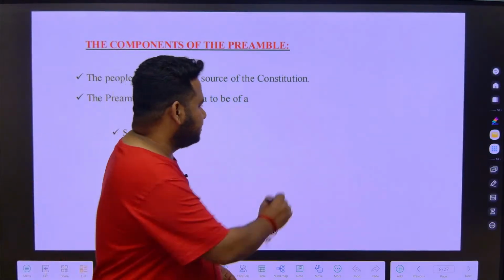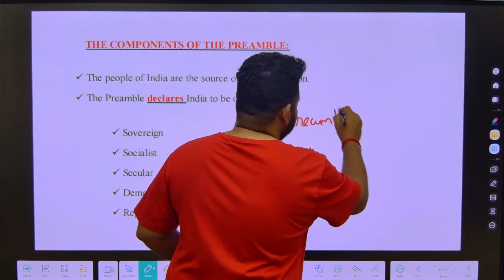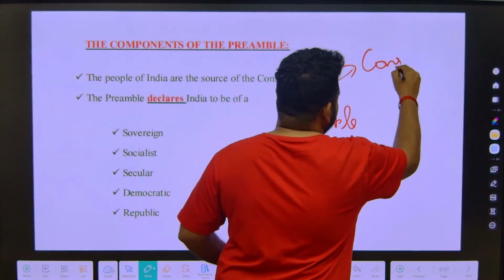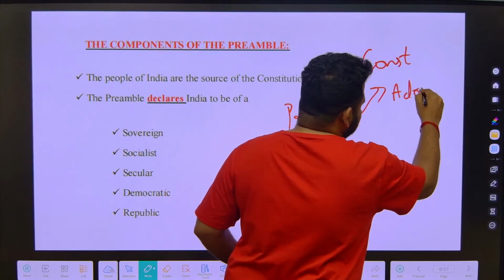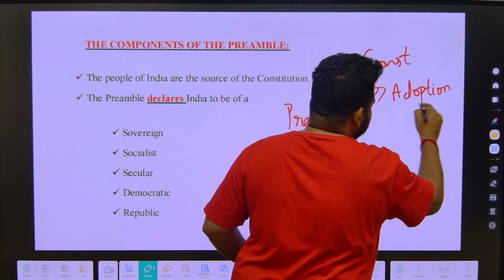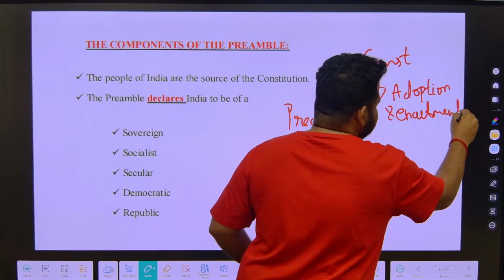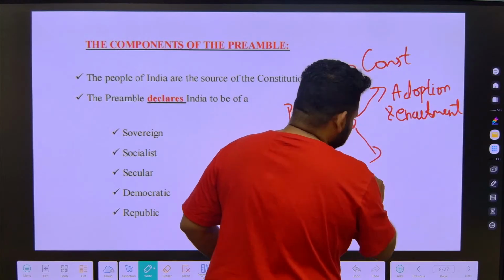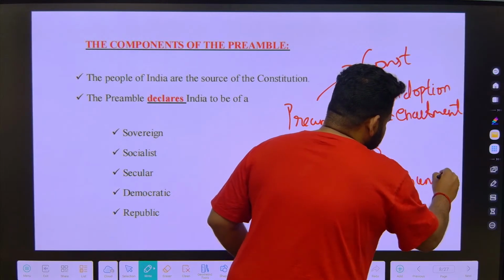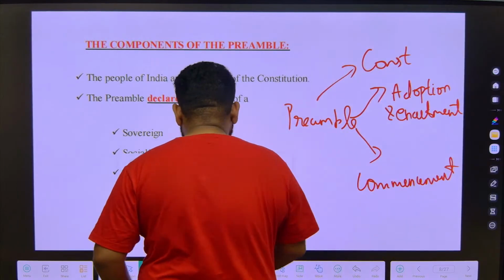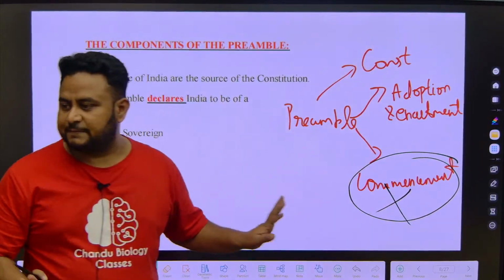So, please understand, the preamble with respect to the constitution is talking about adoption and enactment. But when it comes to commencement, it's a big no. It is not talking about commencement of the constitution.